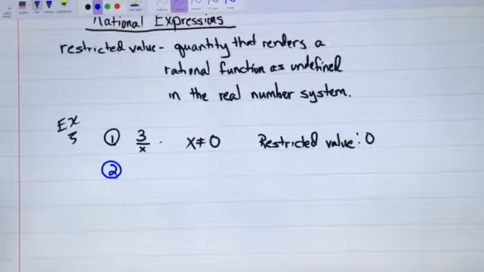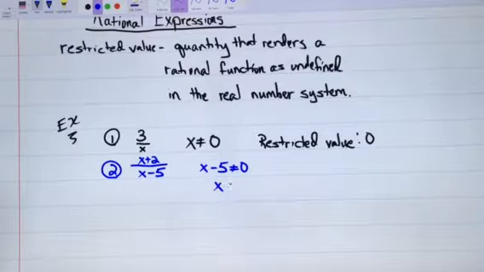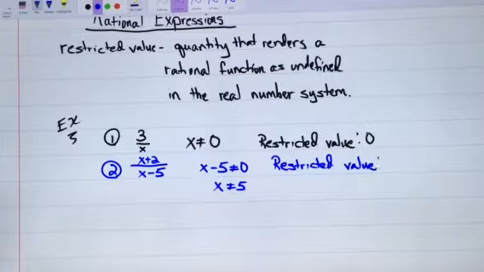And let's say if we have something like x plus 2 over x minus 5. Now in this particular case, again, the restriction is going to be with the denominator. x minus 5 cannot be 0, and so x cannot be at 5. So in this case, the restricted value is going to be at 5.